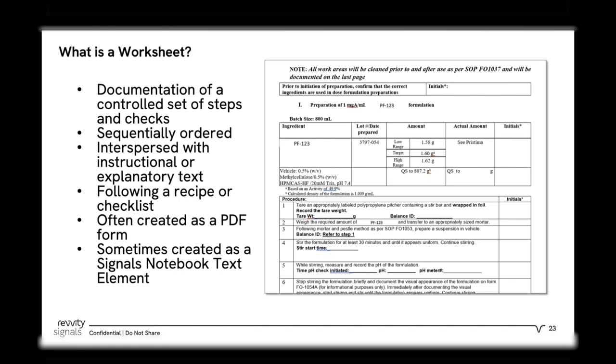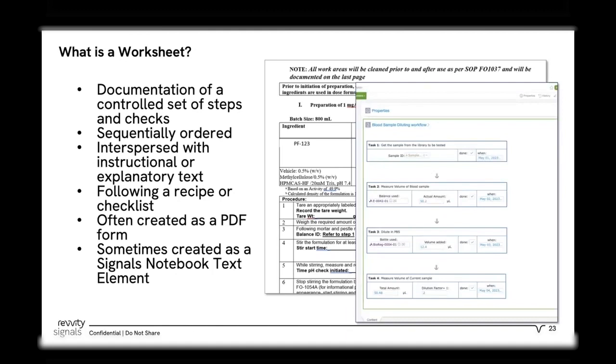And then interspersed with instructional text that the end user can't change. So please go to your balance and record the mass on your balance and enter it here. So you shouldn't be changing the instructional text, you just enter the data in the box that you're expected to. As I said, these are often done in PDF. People are actually using our text element in Signals Notebook to do these a lot.